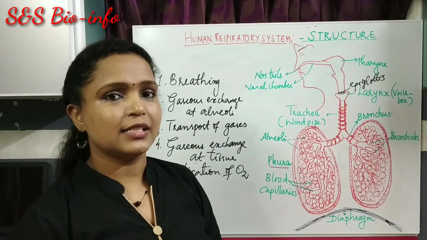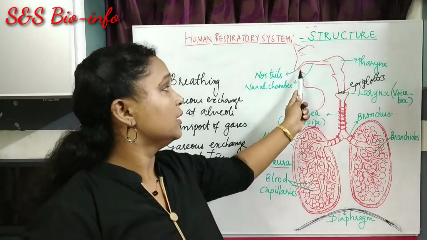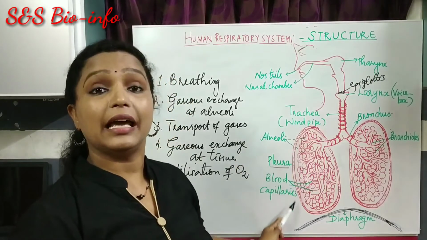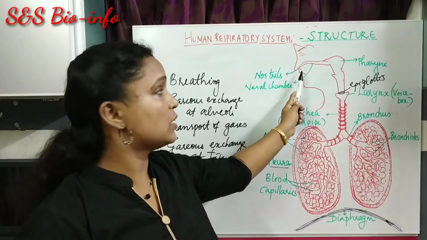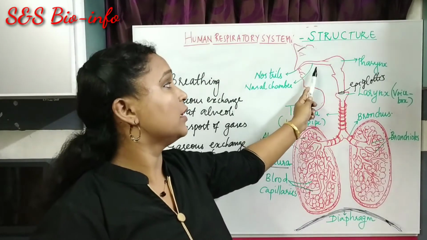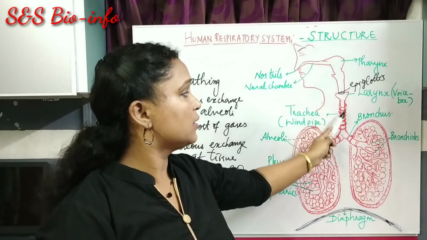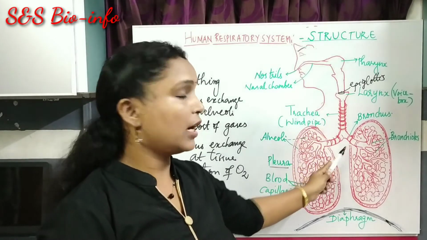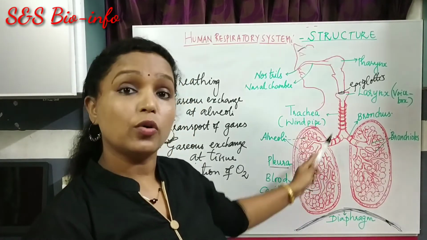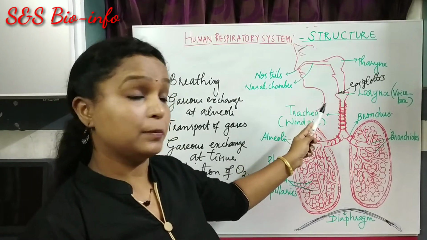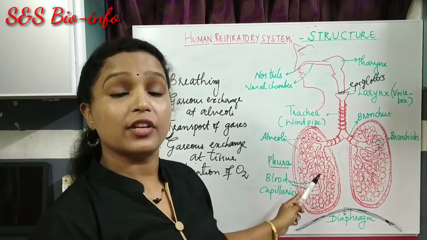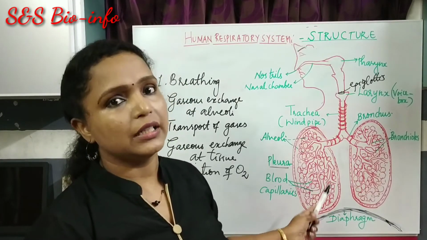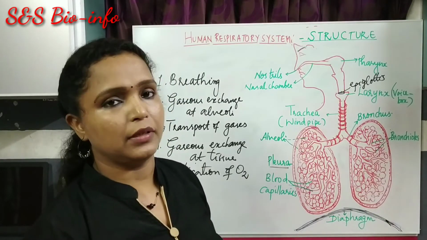Our respiratory system has 2 main parts, the conducting part and the exchanging part. The conducting part consists of nostrils, nasal chamber, pharynx, larynx, trachea, bronchi, bronchioles. All those are parts of the conducting part. The next one, the exchanging part. It consists of alveoli and blood capillaries.